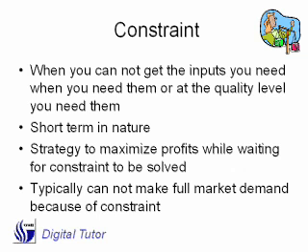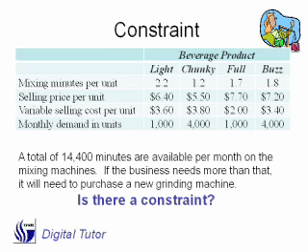Let's have a look. First, let's figure out if we have a constraint at all. Here's a beverage manufacturer that makes 4 kinds of beverages, all of which use their mixing machines, and they only have 14,400 mixing minutes available per month. So are they going to be able to satisfy the full market demand or not? All right, freeze the frame, see if you can think through this, and then we'll discuss the answer together.